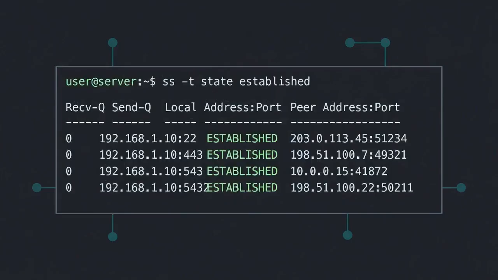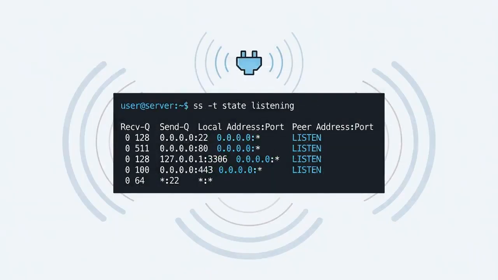ss -t state established shows only TCP sockets currently in the established state, meaning an active connection with data successfully flowing in both directions. Switching the filter to state listening reveals every TCP socket waiting for inbound connections. This is the definitive way to audit which services are exposing ports on your machine.